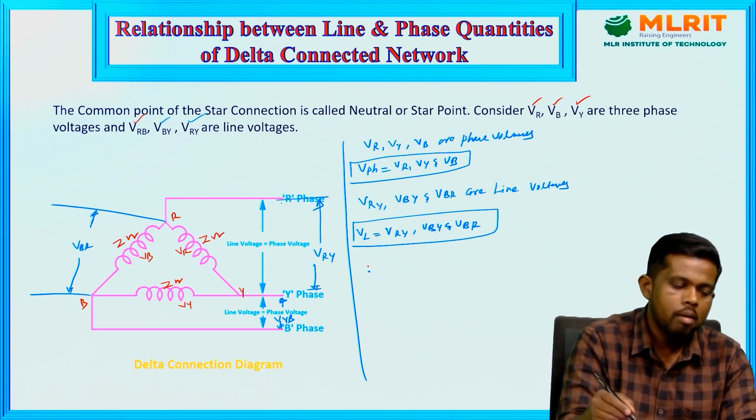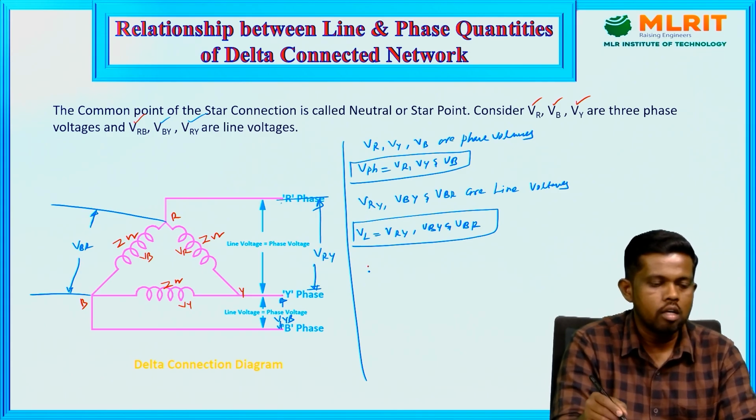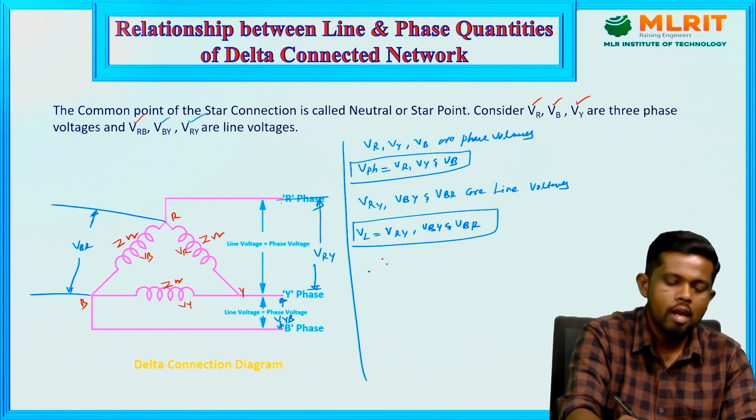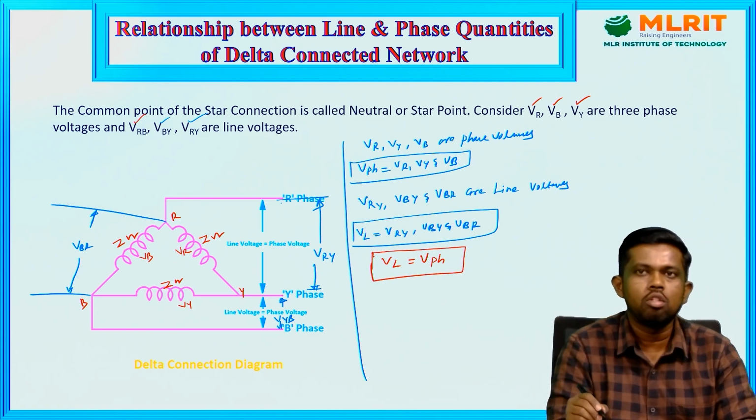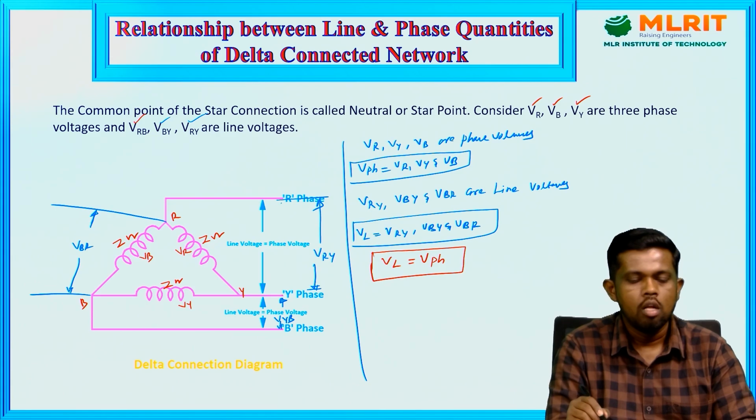So in a balanced delta connected three phase network, the line and phase voltages should be equal. That is, line voltage and phase voltage should be equal.